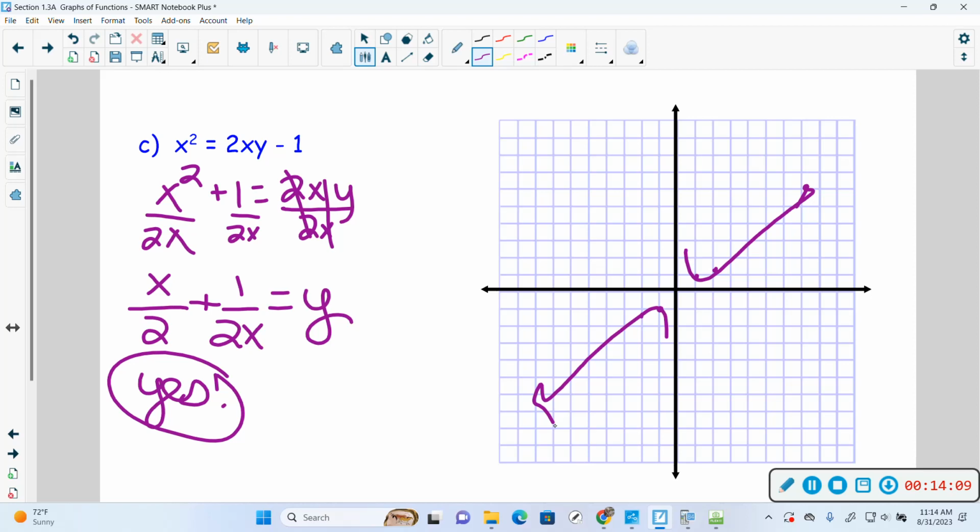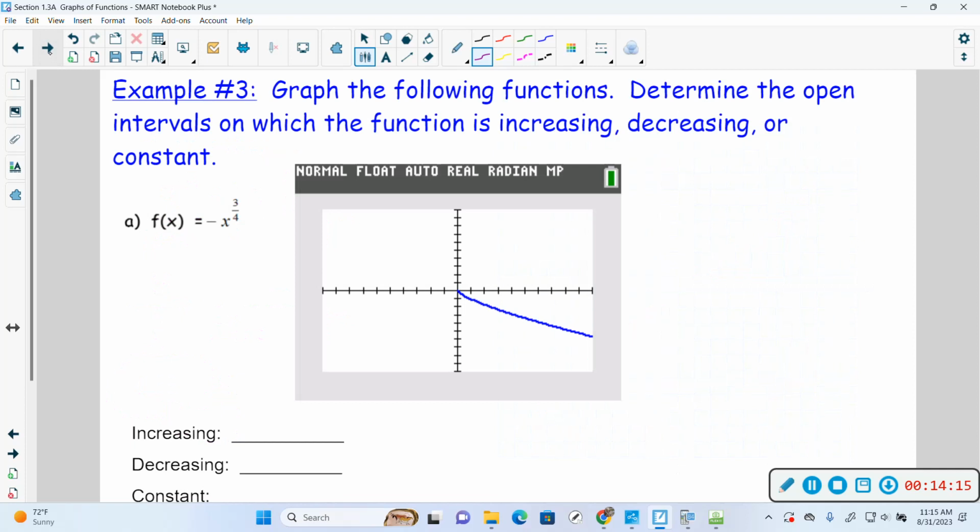All right, last thing we have today: increasing, decreasing, constant. Now remember, you do not have to have all three for every single graph. We're going to follow the graph from left to right and determine if it's rising, falling, or staying the same. Use open intervals, so no brackets, and I'll talk about why in a second. It's interval notation for the x coordinates. All right, let's follow the graph left to right.